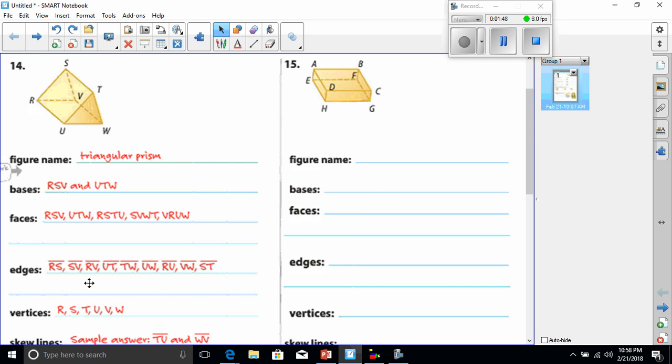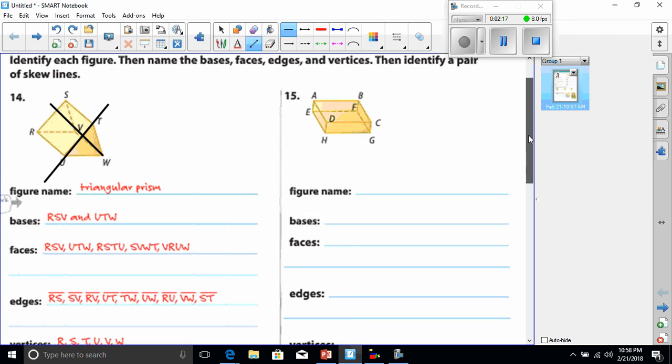And the skew lines would be, well, they give T and U, which would be a line like this, never connects with W and V. So W and V are going this way. As you can see, they look like they're touching here, but they're never actually going to connect. All right, so let's try number 15 now and see how we do it there.